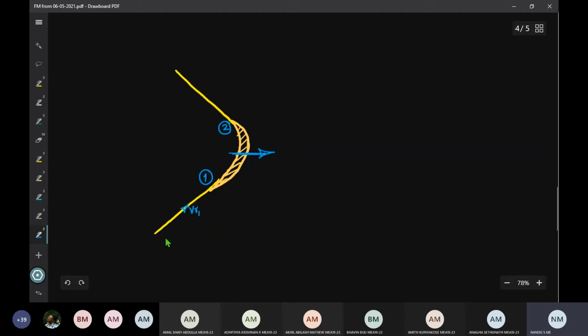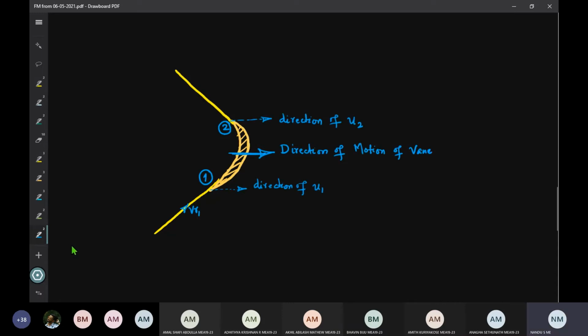Vr1 must be along the tangent to the blade surface at inlet 1. Similarly, Vr2 at the outlet. And remember, this is the direction of motion, horizontal. Let me write that this is the direction of motion of the vane, both at inlet and outlet. That's our assumption.